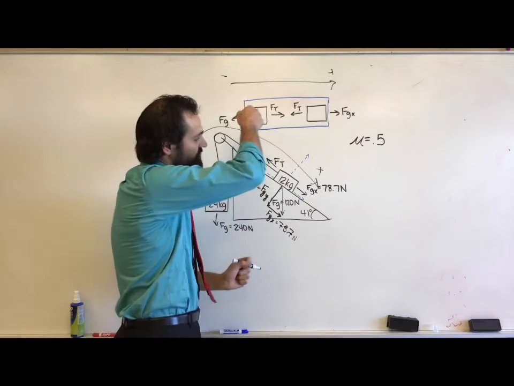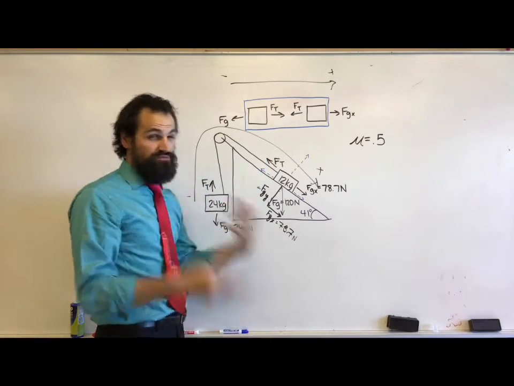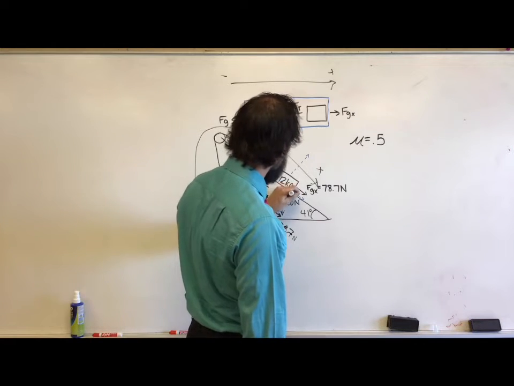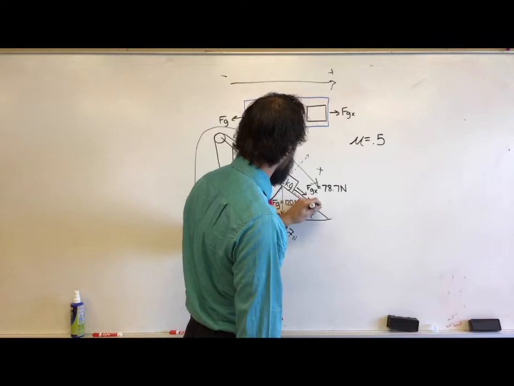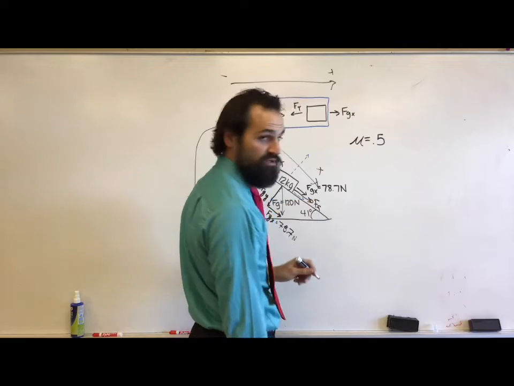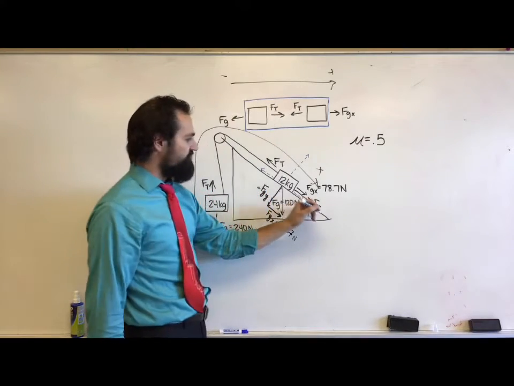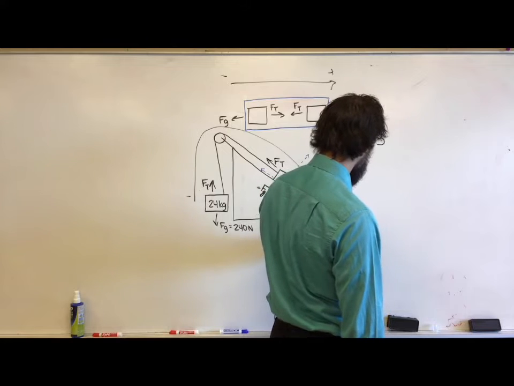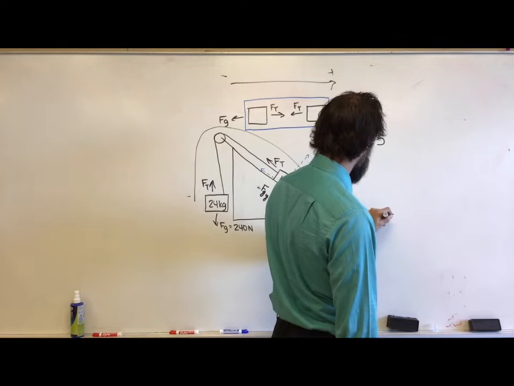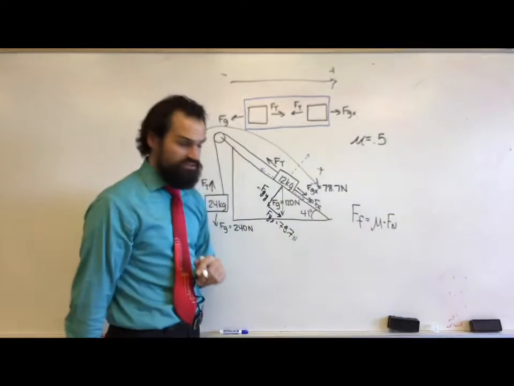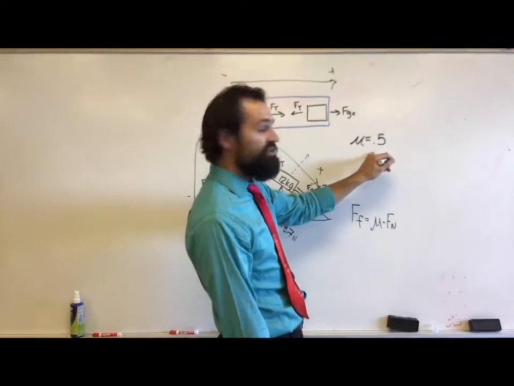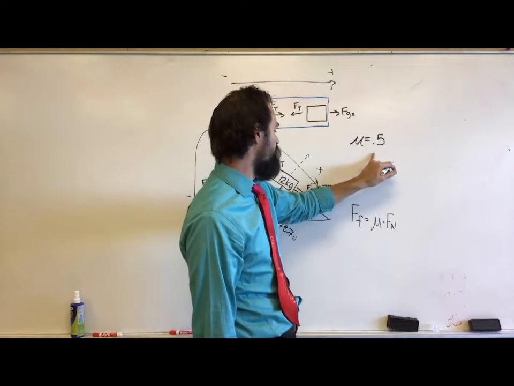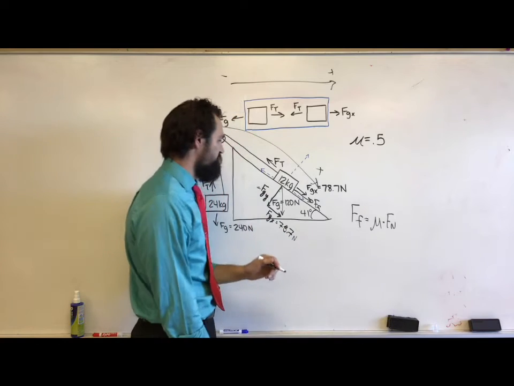Now, if it's trying to accelerate in this negative direction and friction is working against it, that means friction is going to be pushing down the hill. So now we need to figure out what this external force is. Using the equation, force of friction equals the coefficient of friction times the normal force. We know the coefficient of friction in this situation is 0.5, but we don't know the normal force.